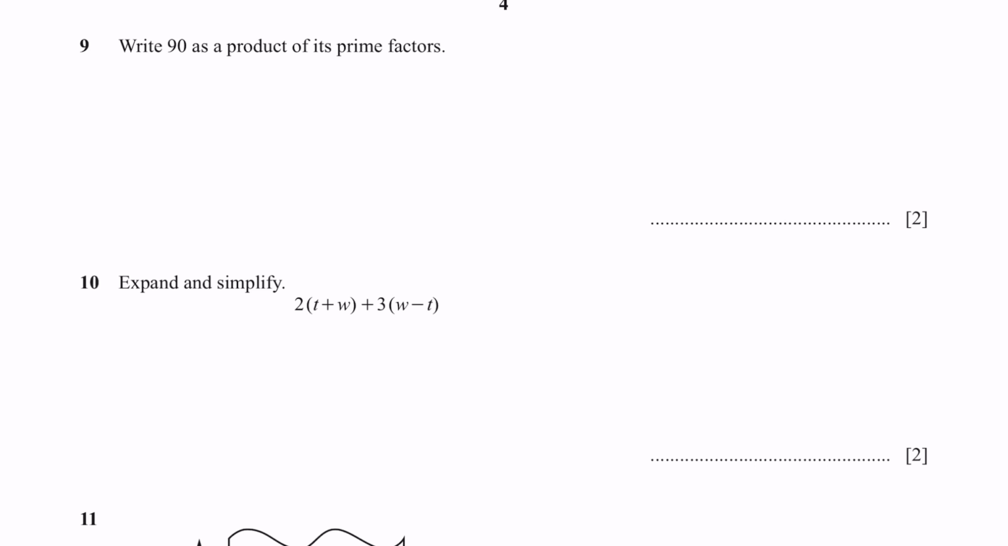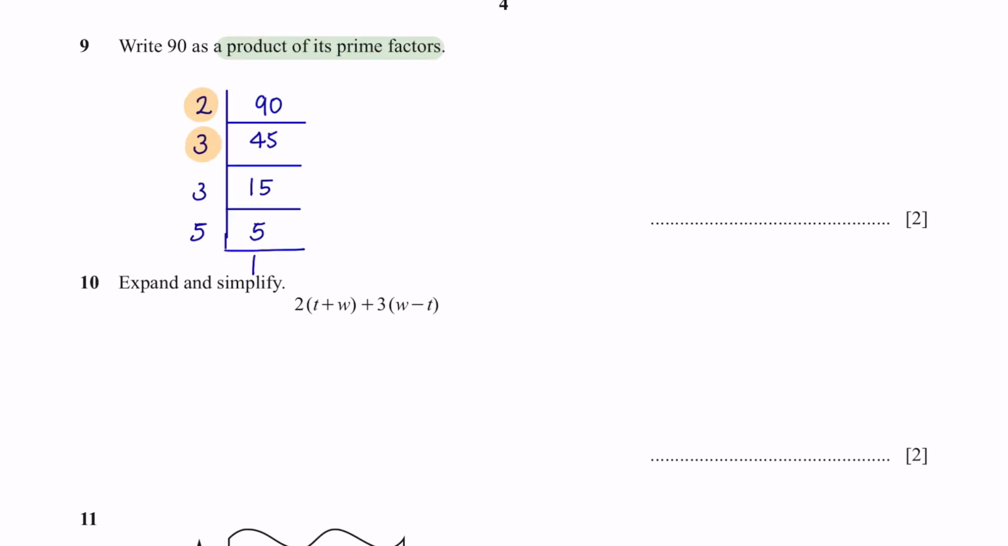Question 9. Write 90 as a product of its prime factors. So all these numbers here are prime numbers. So the product of them is 2 multiplied by 3 multiplied by 3 and 5, which is 90. So there you go. So we have proved that.